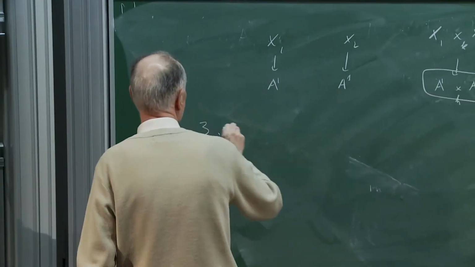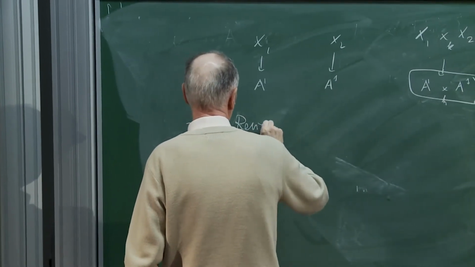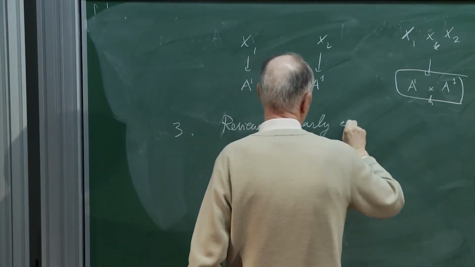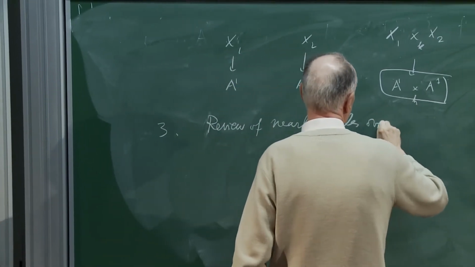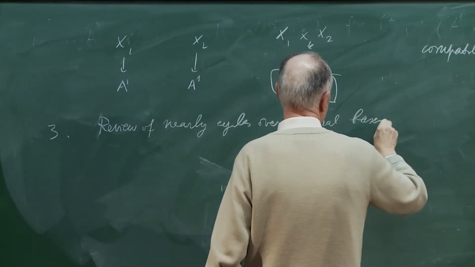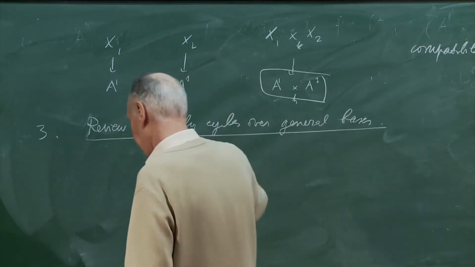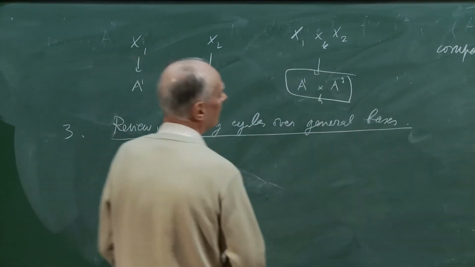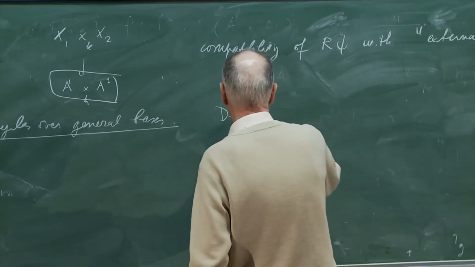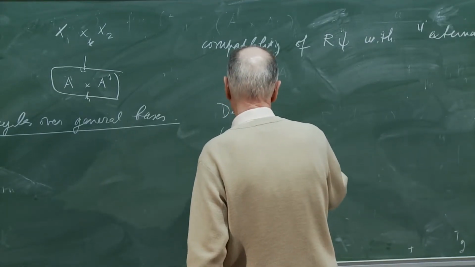So a short review of nearby cycles over general bases. This is a construction of Lie, 1981, I think.